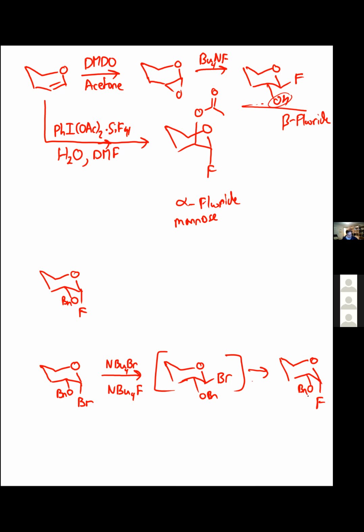John, sorry, I have a really stupid question, but the very first molecule in the top left, what is that called again? Glycal. Glycal. Okay, thank you.